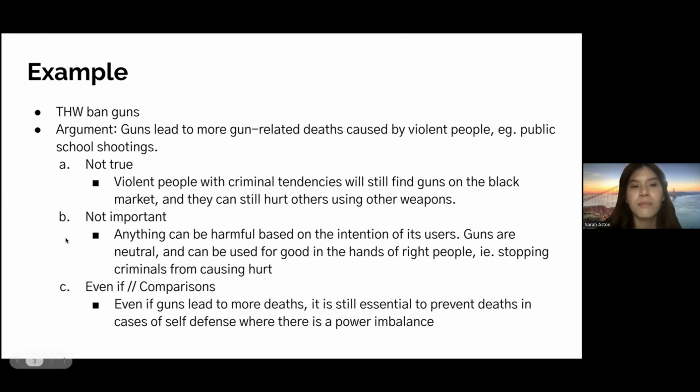Okay. B is to talk about why this argument is simply just not important, right? So anything can be harmful based on the intentions of its users. This is when you're also able to draw parallels with a lot of things that are actually harmful or dangerous that we have within the status quo, but we still have them, they're still not banned, right? So guns are neutral, right? And they can be used for good in the hands of the right people. So for example, we still need guns to stop criminals from causing hurt, right? We still need guns when it comes to the military or the police or just the institutions that are there for our security, right?